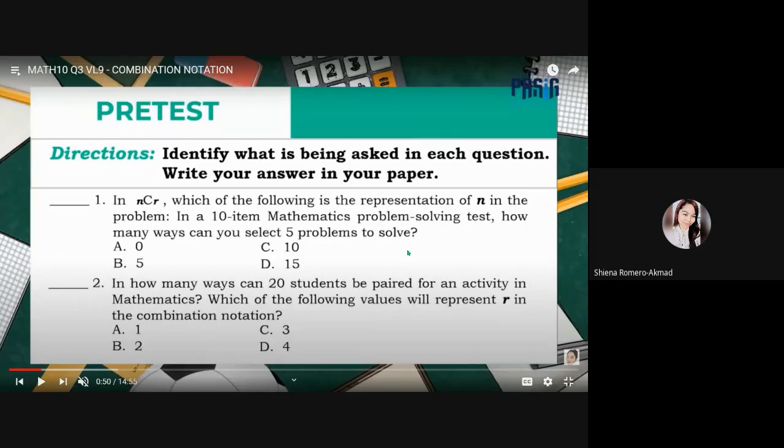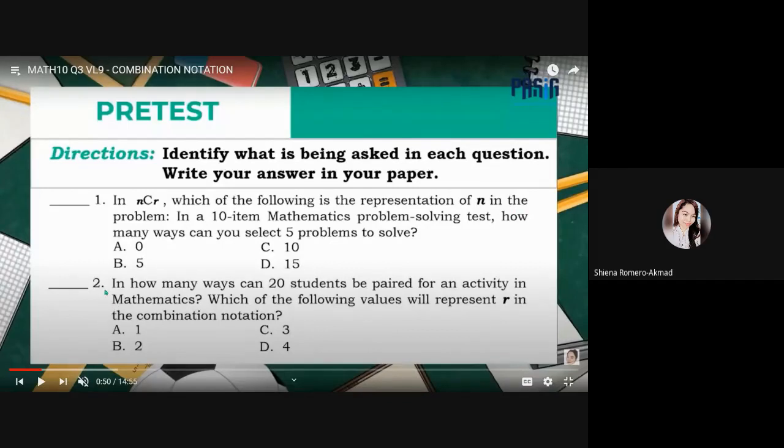Kasi when it comes to permutation and combination, when we say N, itong N represents the total number of objects or elements. So, sa problem na to, ang binanggit niya, there is a 10-item mathematics problem-solving test. So, ilan ba lahat yung number of items? That's 10. And the student will select only 5. So, our N here is letter C. So, tatandaan yung N is the total number of items.